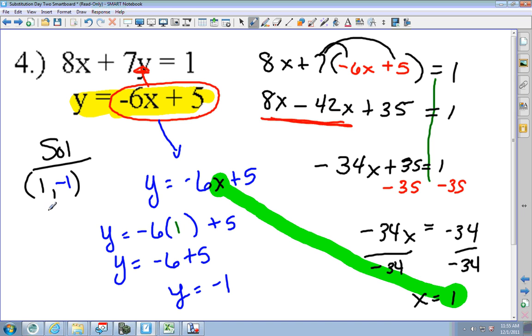So where the two lines intersect is (1, negative 1). Now, if you had solved both of these for y equals, if you found the top one and solved it for y and put it in the calculator, it would give you the same answer.